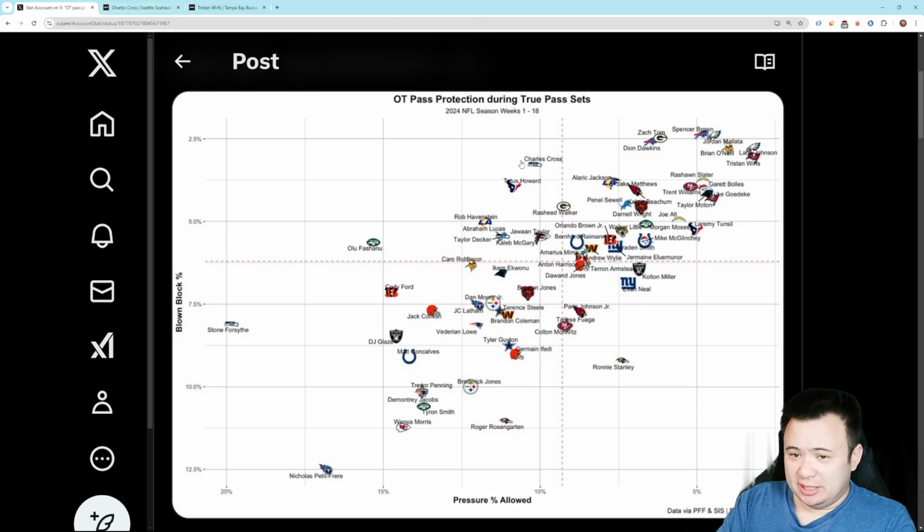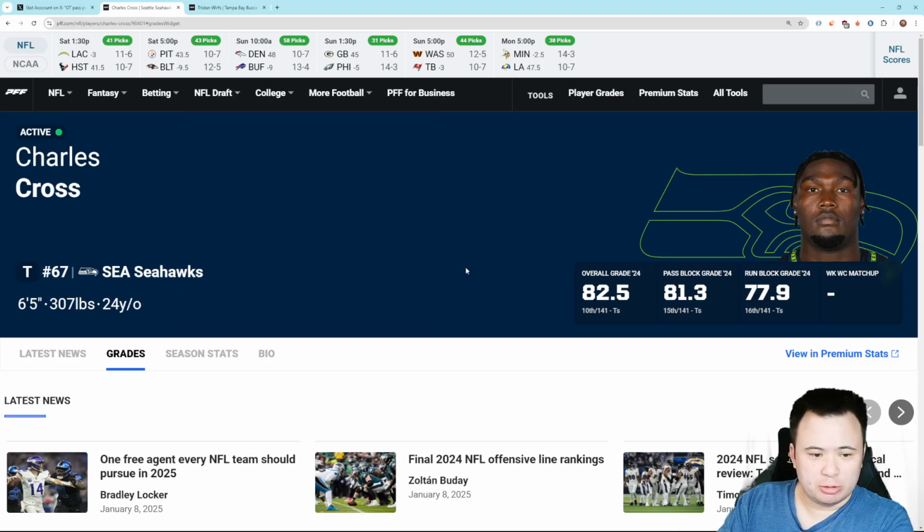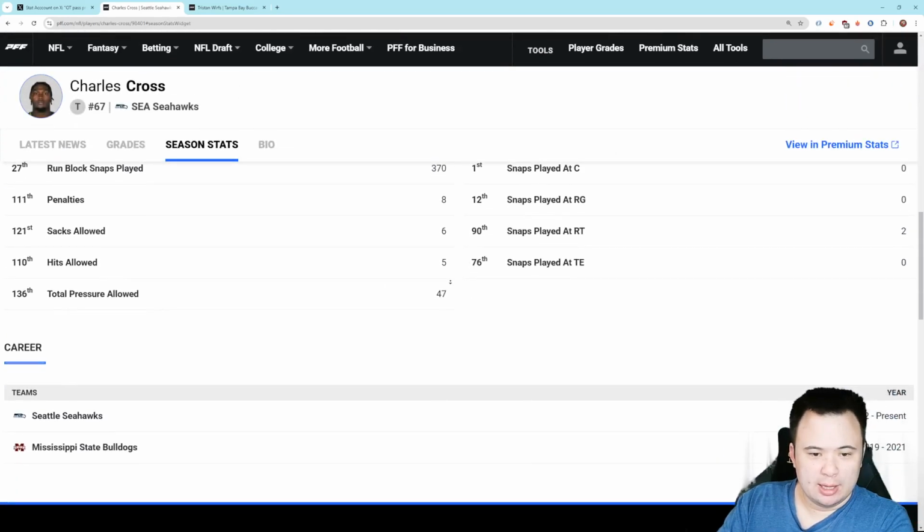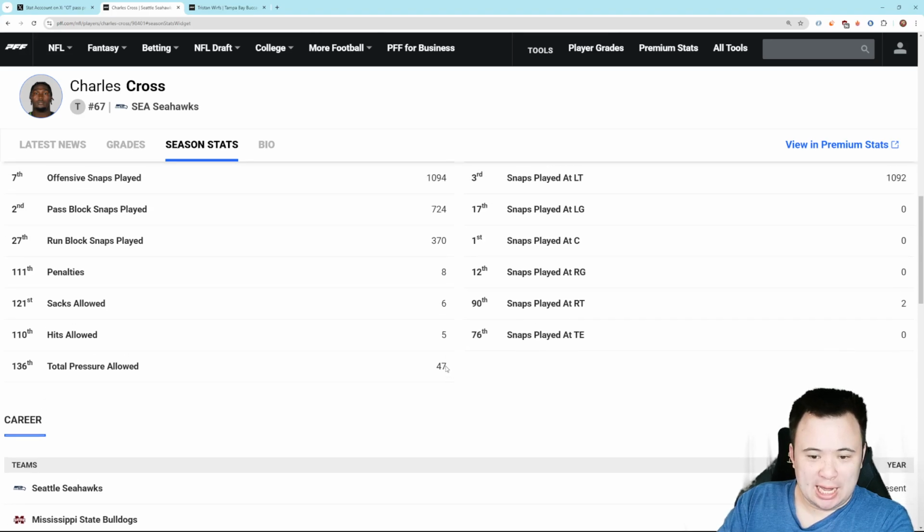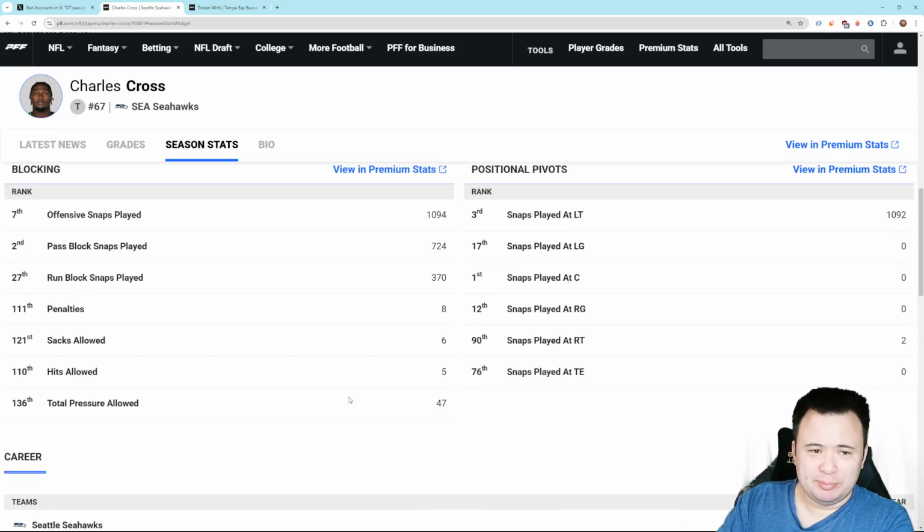Like, this is just true pass set, but let's think about this for a second here. You got Charles Cross. Let's go to his Pro Football Focus page here real quick. 47 pressures allowed in 17 games in 2024. That's about 2 3/4 pressures a game. So 2.75 pressures per game.